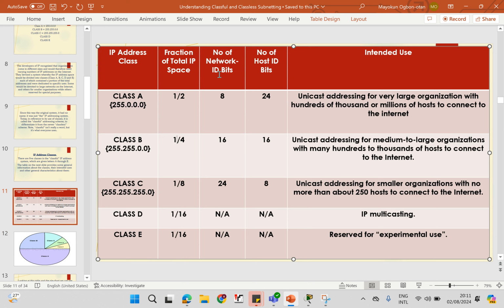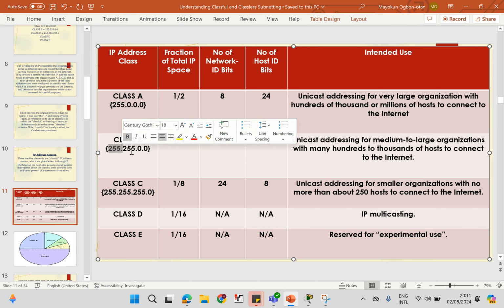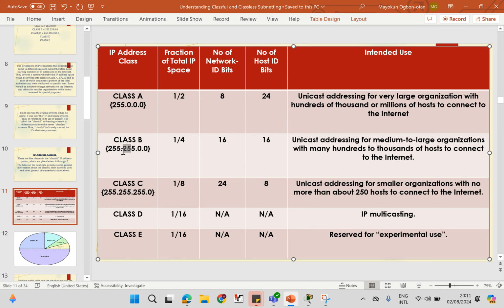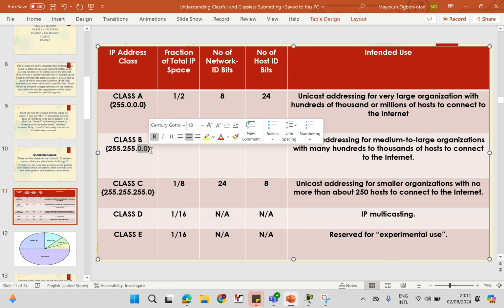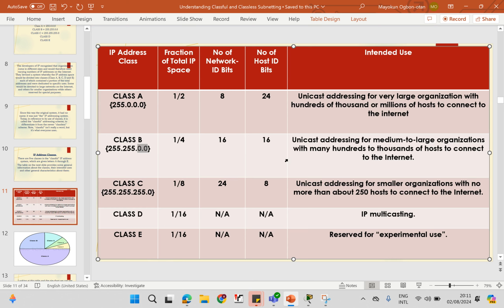And number of network ID bits 16. How do we get this 16 here? 255, 8 bits. The second 255, another 8 bits, make it 16 bits. And number of host ID bits is these zeros here, 8 bits each, makes it 16. Unique addressing for medium to large organizations with many hundreds of thousands of hosts to connect to the internet.